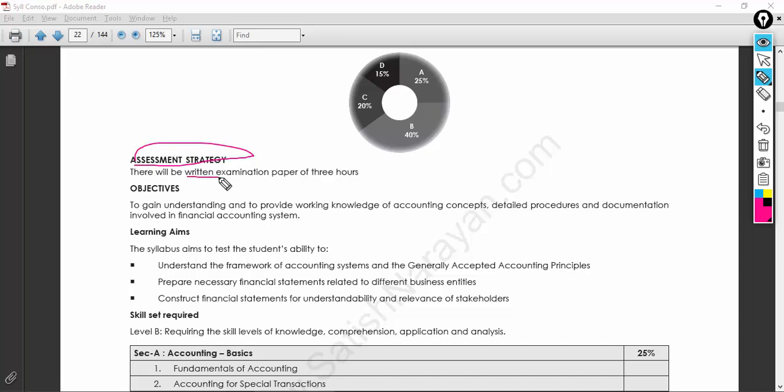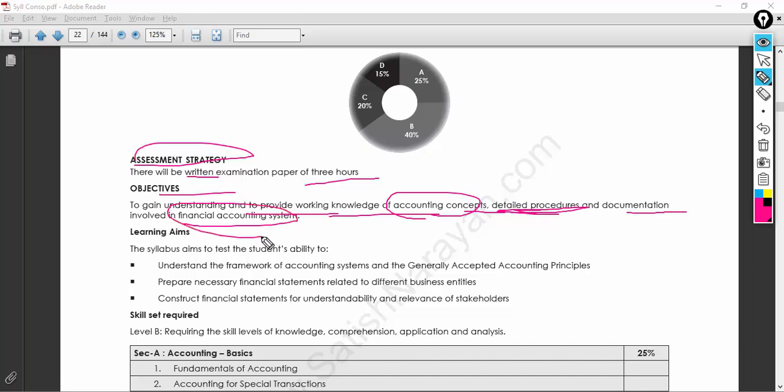You already know this is a written examination for 3 years. So the objective is to gain understanding and working knowledge of accounting concepts. Remember, accounting concepts are very, very important. A detailed procedure: remember, it is not that someone tells you what to do, you are doing it. You should know the detailed procedure, what to do and what not to do, along with the documentation involved in preparing the financial accounting system.